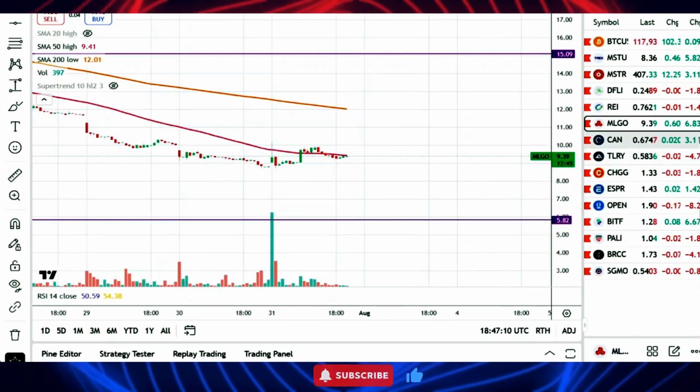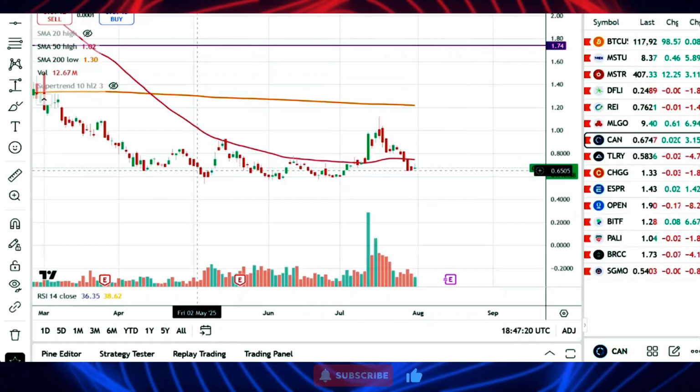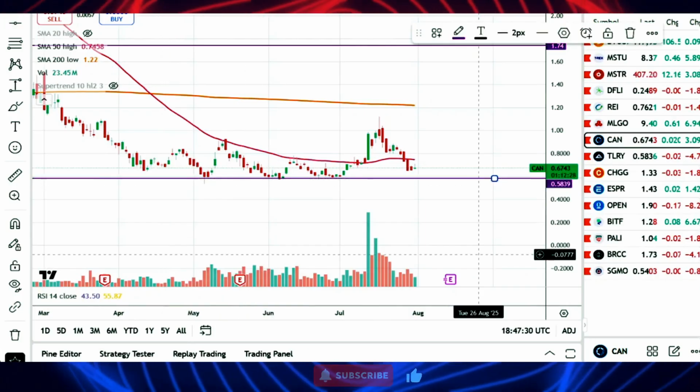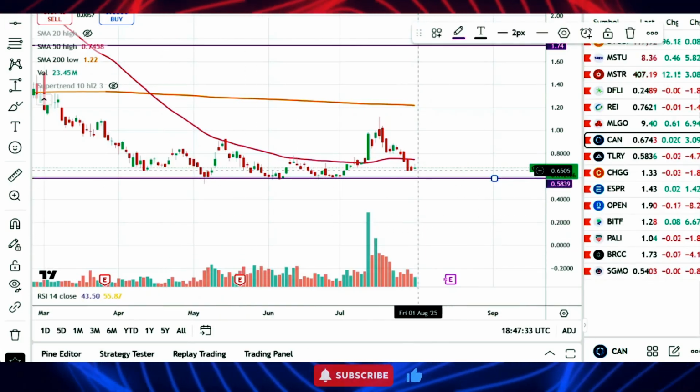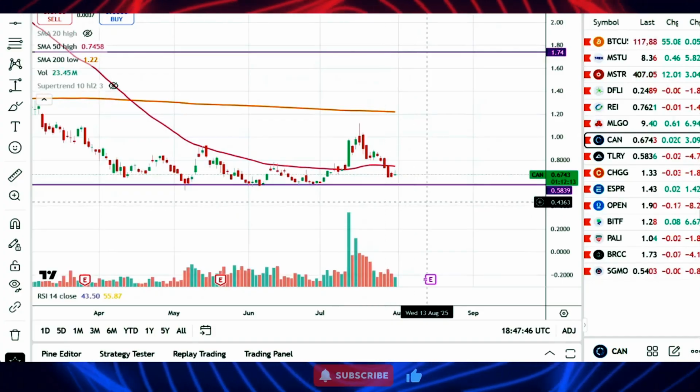Now we're going to go over the Canon stock. I had a few comments, people asking me to look over the Canon stock. If we take a look at the daily chart, we see that it's going to test the multiple bottoms. So there's multiple bottoms right here at about 58 cents. And it's pretty much on its way to test that price point again. Friday or Monday, we'll see what happens. But that to me is a good sign.